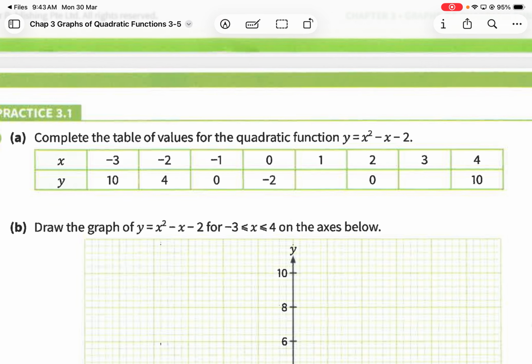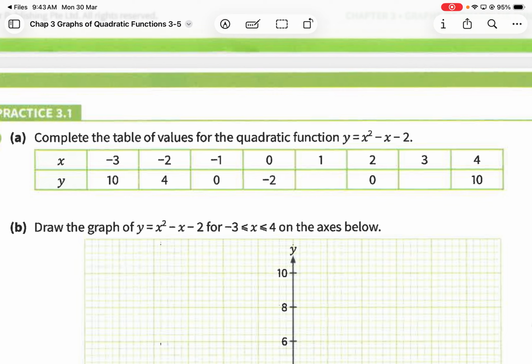The table's first row is all the x values, your input. So when I have different inputs, I have different outputs. The second row is your y, your output. So when x is negative 3, y equals 14. When x is negative 2, y is 4, satisfying this equation. Now they leave two blanks for you to answer. They want you to know what is y when x equals 1. So x and y are linked by this equation.